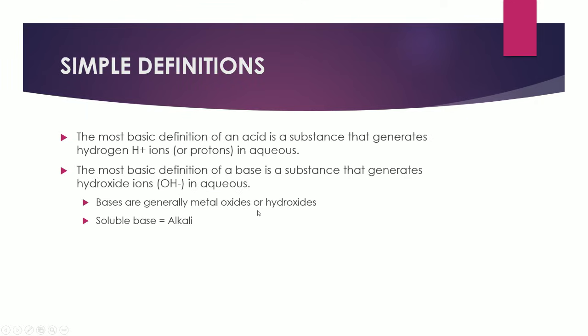So the simple definition of an acid is a substance that generates hydrogen ions, or protons, because that's what they essentially are, in aqueous. The definition of a base is a substance that generates hydroxide ions in aqueous. Bases are generally metal oxides or hydroxides, and a soluble base is what we call an alkali.